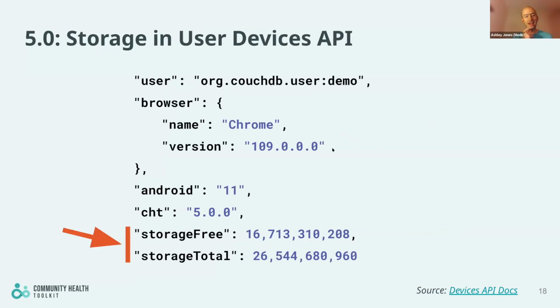All right, last JSON slide. In an earlier version of CHT, we added the ability for CHWs to see the available disk space that was on their device. And this was good for knowing when they might run out of disk, so they would need to clear more storage.